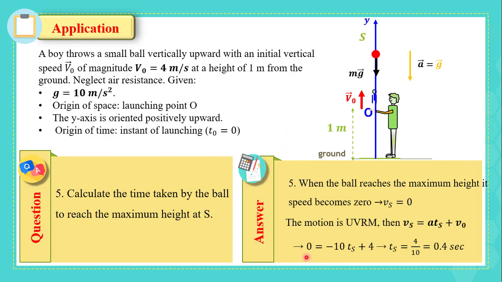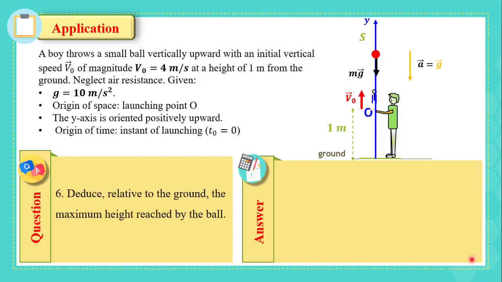Now we replace these values in the equation to obtain 0 equals -10 Ts plus 4, which implies that Ts is equal to 4 divided by 10, which is equal to 0.4 seconds. Then the ball reached the maximum height after 0.4 seconds.